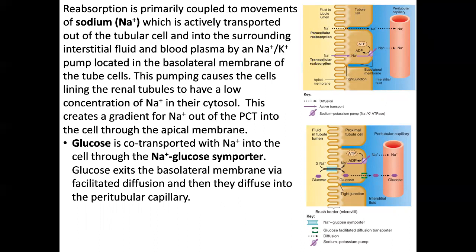Now, sodium is very important because reabsorption of other stuff is primarily coupled to its movement.